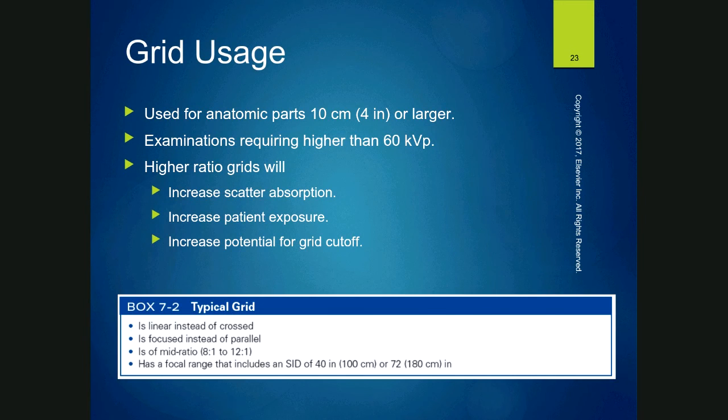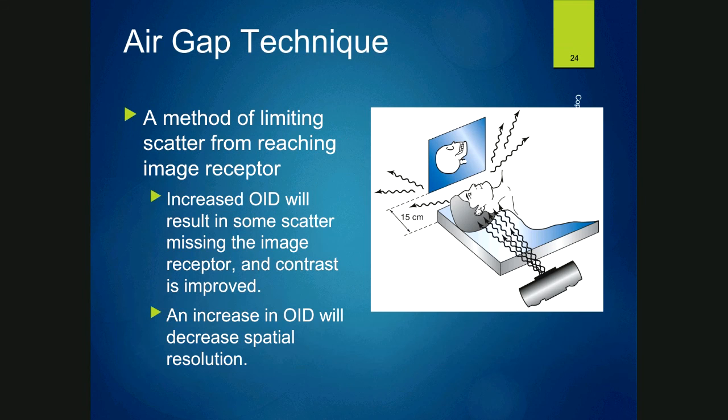Last but not least, there is another way that we can offset scatter. This one is not commonly used. I've only ever used it in a trauma situation where I got excited because there was trauma, and I went running toward the ER with no grid, and they said, "We want a cross-table lateral skull." And I was like, oh.